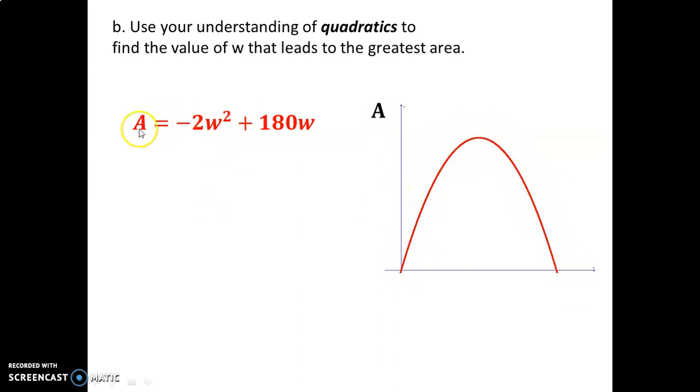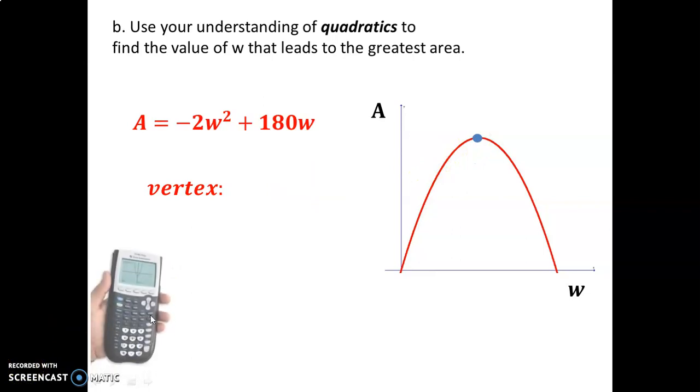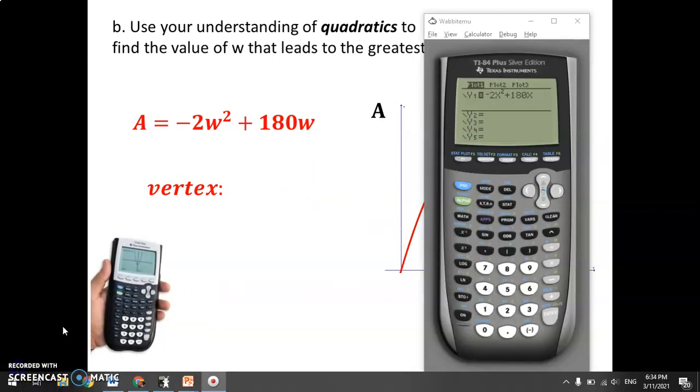Well, we're trying to maximize area. So here's A, because it's like our Y value, so it's on this axis. And here's W, so W goes here. So we can see area is maximized right here. That point has a name. It's the vertex, right? Can we find the vertex? How do we find the vertex? Well, we can grab our calculator and find that vertex. Let's try it now. I entered that quadratic into the calculator here.